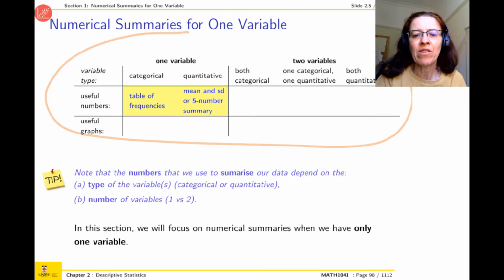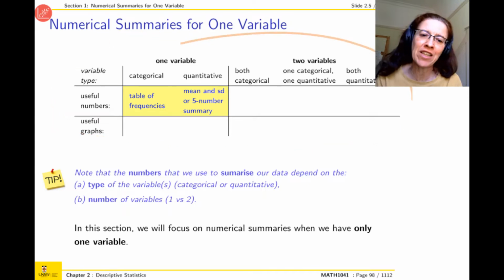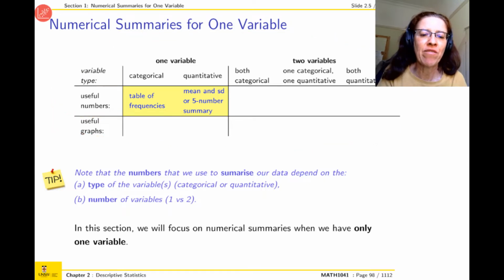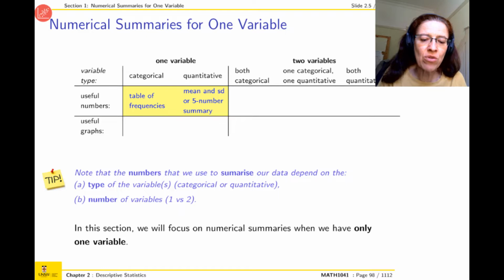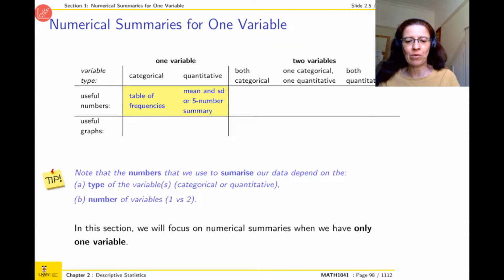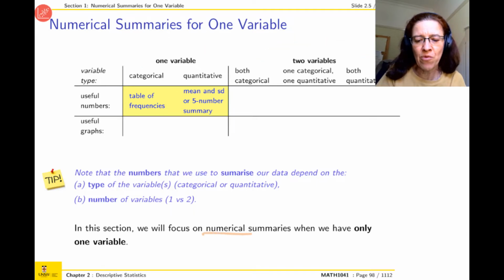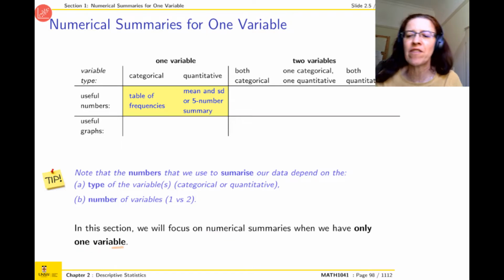This little table is going to follow us and we're going to fill it with times. For now, we have one variable and we want to summarize it using numbers. And as you can see, what we do depends on whether it's categorical or quantitative. So the numbers we use to summarize things depend on the type of variable. And as you can see, they also depend on the number of variables. So for now, we just summarize by numbers. There is only one variable.